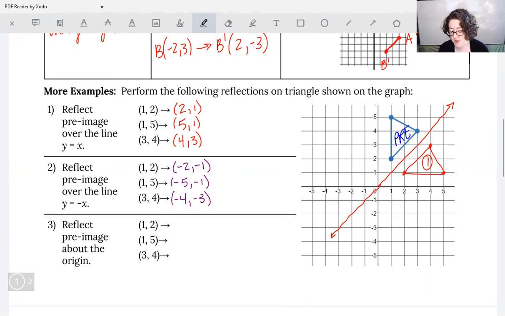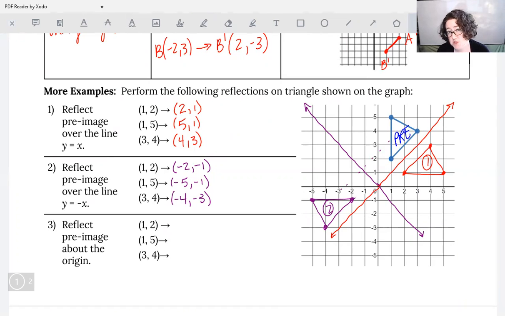Again, let's draw in our line. So y equals negative x is going to go the other direction. So it's going to go up to the left. And with where our original image is, our blue pre-image, that means I think I'm going to be reflecting it kind of down to the left of the graph, maybe close to the axis. Let's see where the points put it. So (-2, -1), (-5, -1), and (-4, -3). There's our second image. But again, it looks like it went straight across that purple line for the new picture.